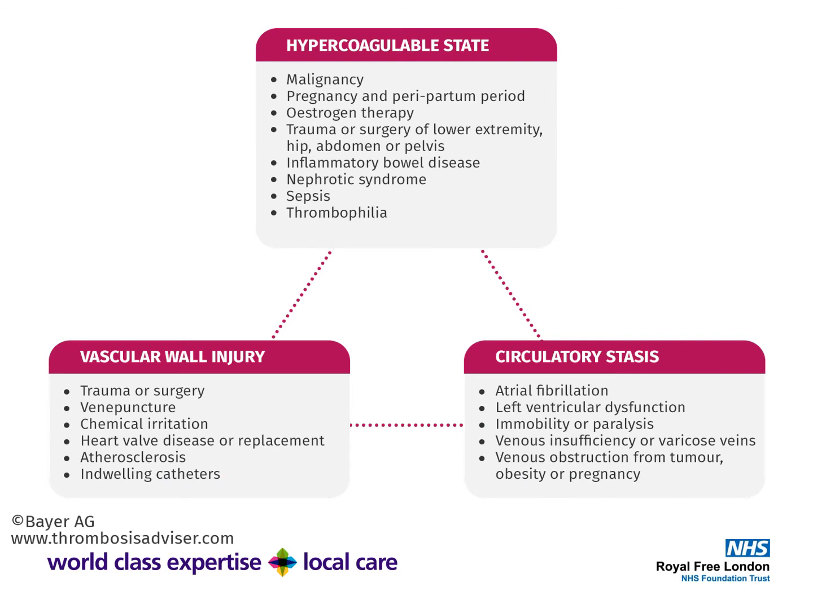Putting these three things into more clinical syndromes, you can have, for example, a hypercoagulable state, say through pregnancy, malignancy, trauma, and sepsis. You can have stasis due to atrial fibrillation, which is why we anticoagulate atrial fibrillation. Again, it's not because the arrhythmia is harmful per se, but it is the risk of stroke. And finally, there's the vascular wall injury, and that can be from trauma, chemical irritation, atherosclerotic disease, or indwelling catheters. We'll come on to the classification of risk factors on the next slides.